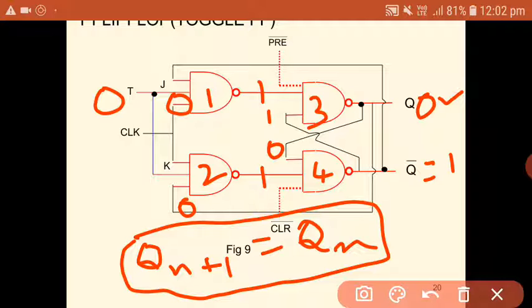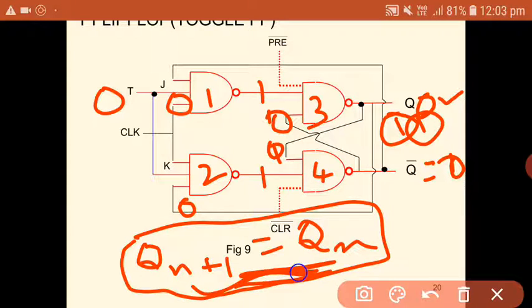Similarly, if 1 is available as the previous output, that means 1 is here and 0 will be here, and 0 will be available here. So for the 0 1 combination, the third NAND gate output will be equal to 1 only. That means previously it is 1 and present output is also 1. So whatever the previous output is there, that will be again followed at the present output when T is equal to 0. So when T is equal to 0, the present output will be equal to the previous output.